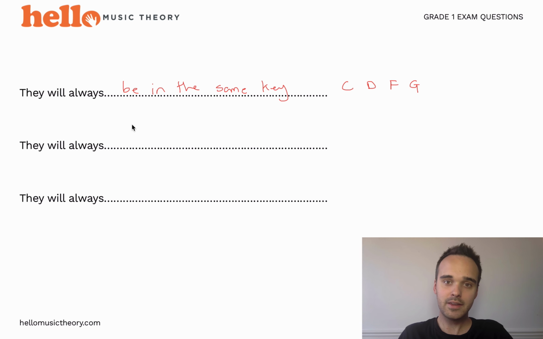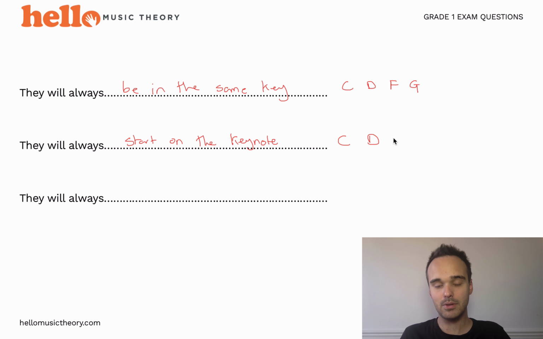The second thing is that the interval will always start on the keynote. Now the keynote is just another name for the first note of the scale, or the tonic is another name for it. So the first note of C major is C. So C would be the keynote in C major. The keynote of D major would be D. I think you're getting the idea. The keynote of F major would be F, and so on. So it's really easy. So it'll always start on the keynote.